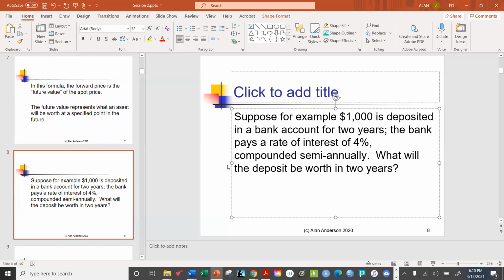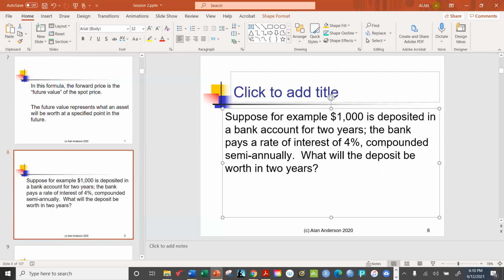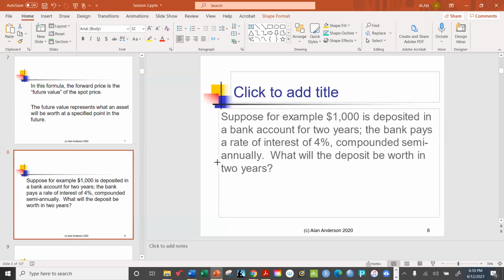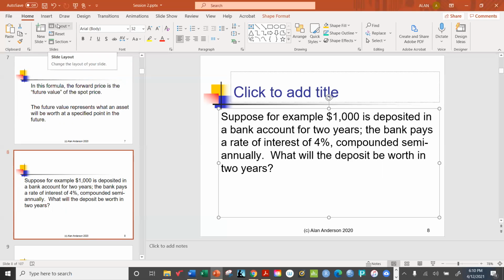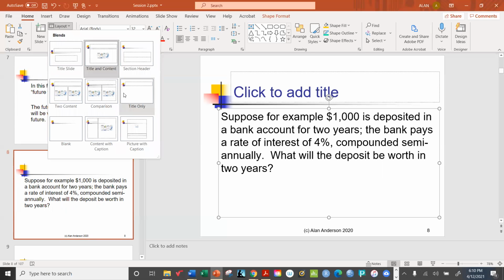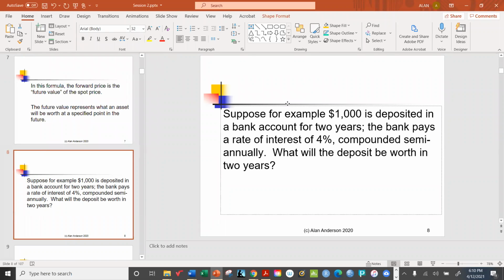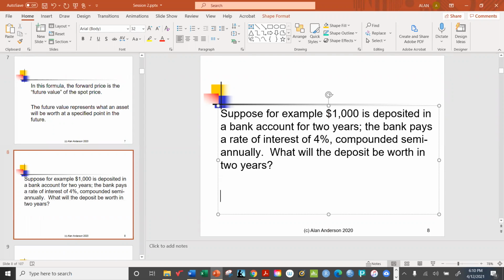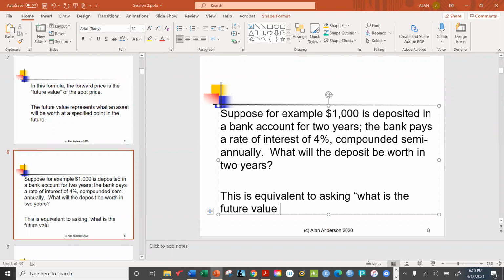The key detail here is that the interest is compounded semi-annually. What that means is that instead of giving you 4% once a year, the bank is actually offering to pay you 2% twice a year. So this question is equivalent to saying, what is the future value of this sum? In other words, how much will it be worth in 2 years?